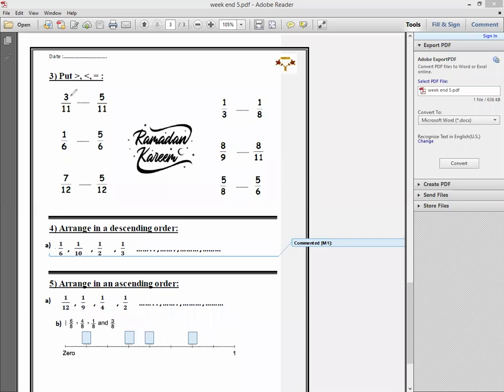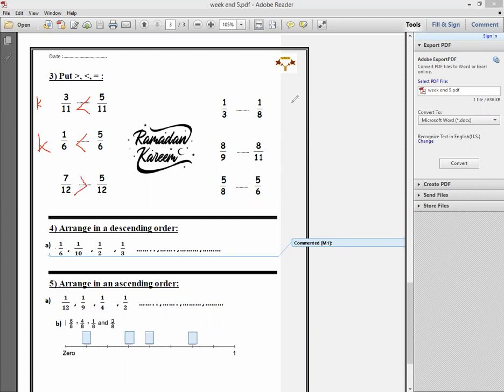Okay, here I have 3 over 11 and 5 over 11. It's a kind fraction, they have the same denominator. So 5 over 11, it will be the greater. Here I have 1 over 6 and 5 over 6. They have the same denominator, so it's a kind fraction. So 5 over 6, it will be the greater. Here 7 over 12 and 5 over 12. So I'm gonna choose 7 over 12, it's a kind fraction.